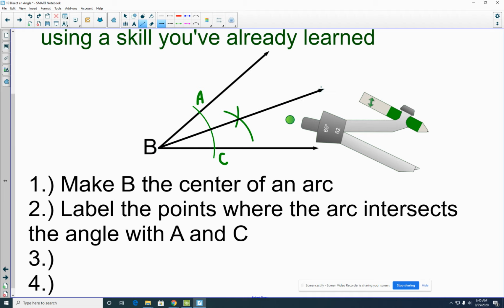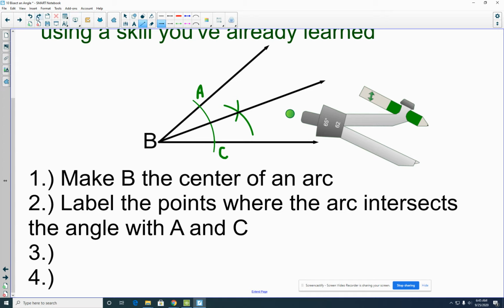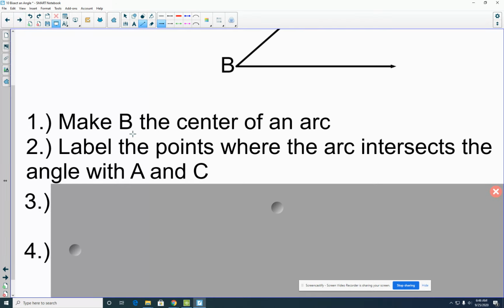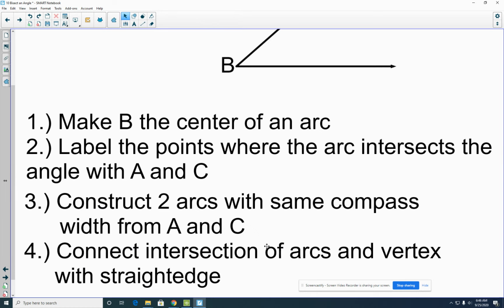And there we have it. Okay, so that's how you're going to do this construction. I actually really like the angle bisector construction because it's pretty straightforward. So here it is. You make B the center of an arc, label the points where they intersect, A and C. Typically, you don't always have to label them. We're doing it in this first step. And then why don't you copy these down? You construct two arcs with the same compass width from A and C, and then connect the intersection of the arcs and the vertex with the straight edge.